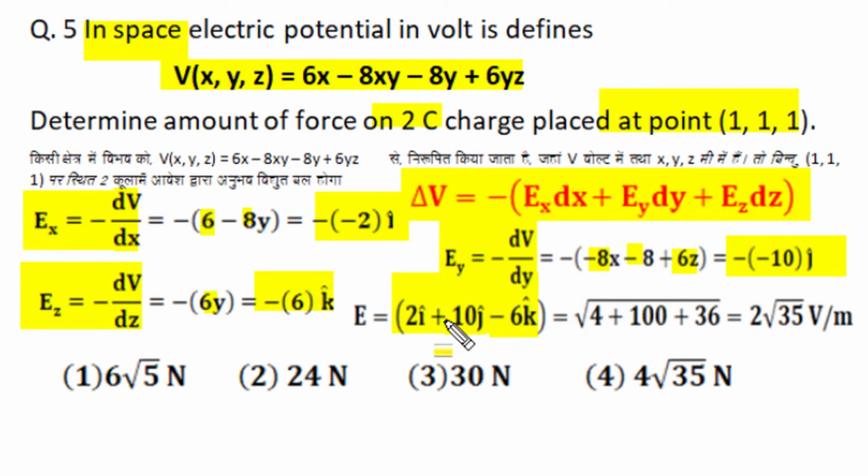So the electric field z component is minus 6k. Now the electric field magnitude can be obtained as the square root of Ex square plus Ey square plus Ez square, and it comes as 2 root 35 volt per meter. On a 2 coulomb charge, the force QE becomes 4 root 35 Newton. So similar types of questions can be solved if asked in any exam.